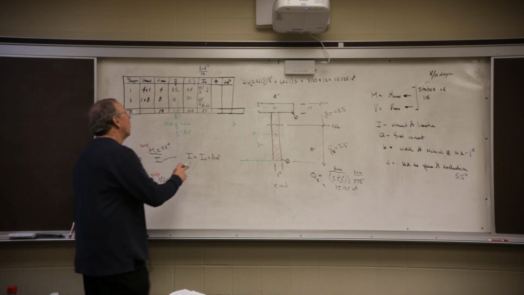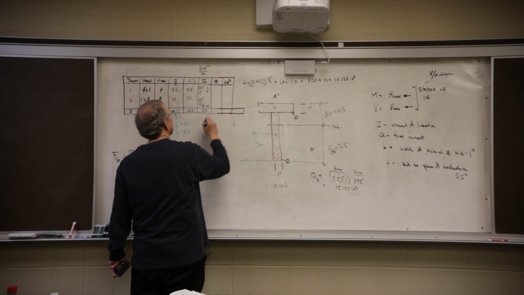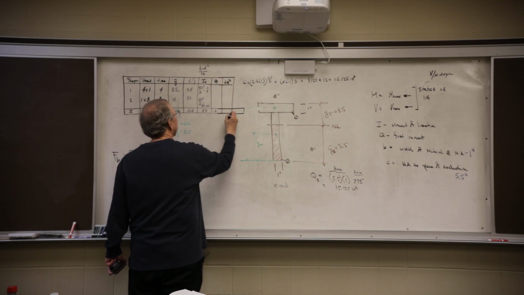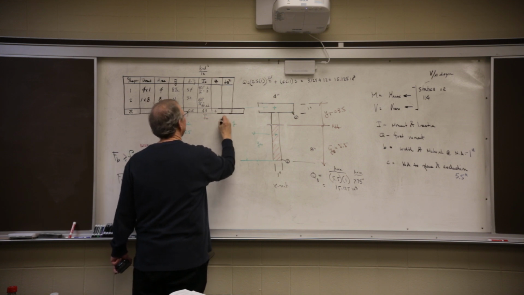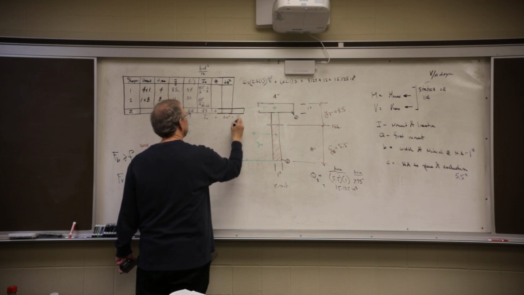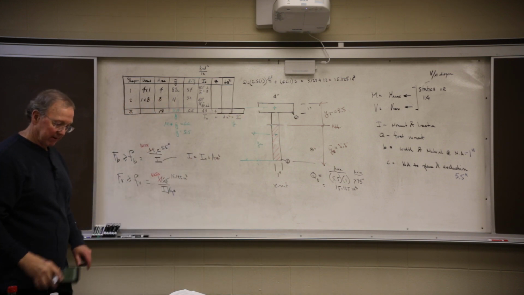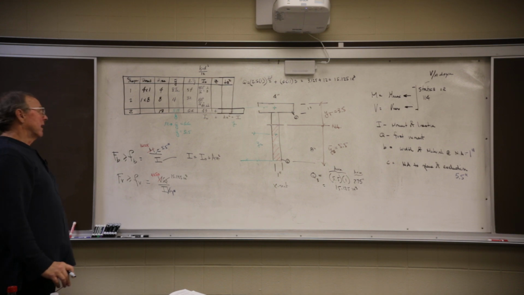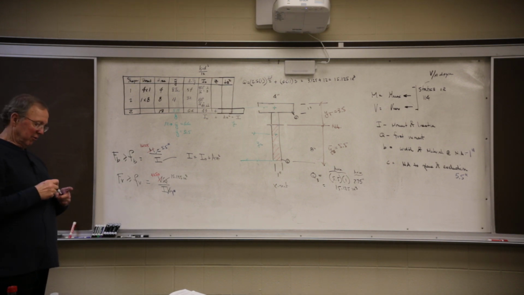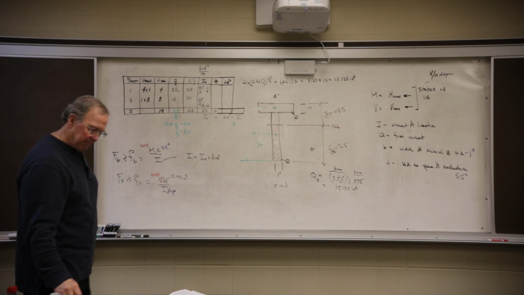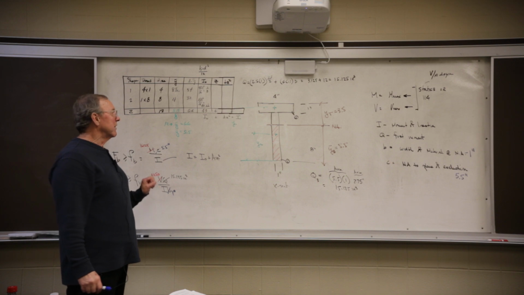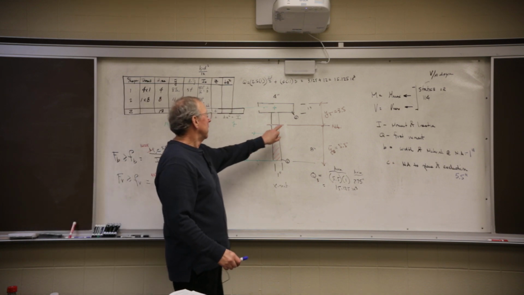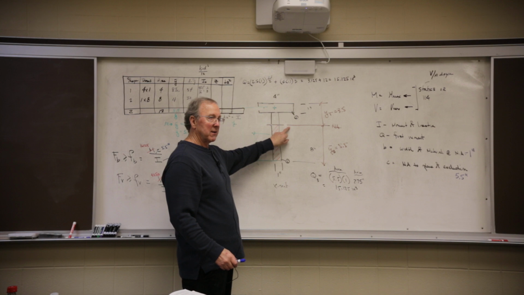So this is I0 plus Az squared. I0 plus Az squared equals I. Okay? Z. Now this is a bear for a lot of students. Hopefully you get it. Let me tell you what it is. It's the dimension between this neutral axis and the center of the part.